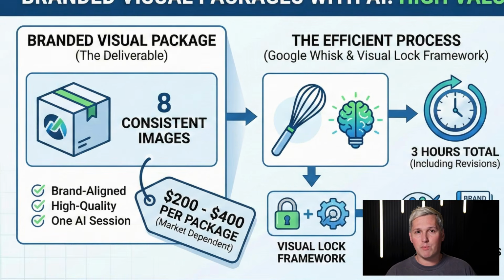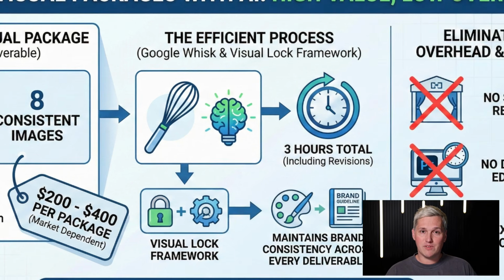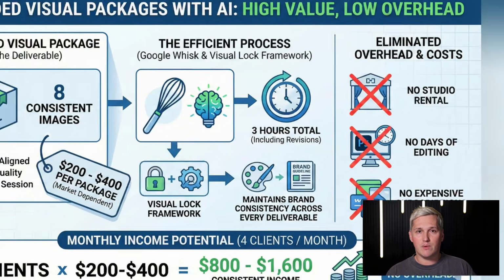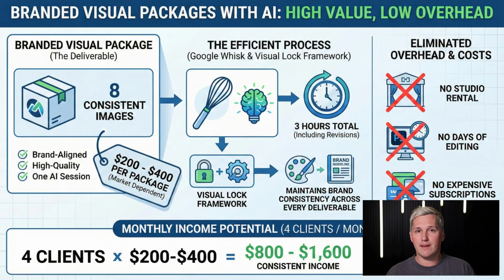A branded visual package containing 8 consistent images sells for $200 to $400 depending on your market. That is one session with Google Whisk, maybe 3 hours total including client revisions. You are not renting studio space. You are not editing in Photoshop for days. You are using the visual lock framework to generate exactly what they need while maintaining their brand across every deliverable. Run that with 4 clients per month, and you are looking at consistent income without overhead or expensive subscriptions.